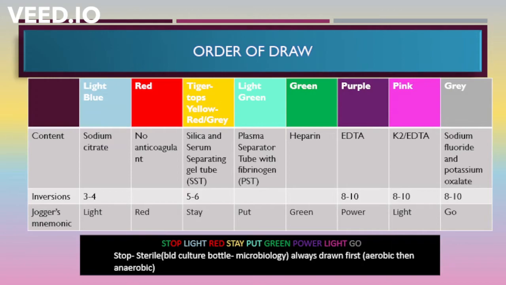So the order of draw would be, as I told you first, the stop is for the sterile culture bottles. Now let us look. Light is for light blue, red is for red, stay is for SST, put is for PST, the green stays for the green tube that contains heparin, then the power is for purple, the light is for pink, and the go is for grey. So that is the order.